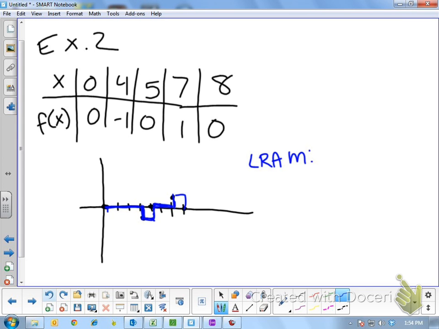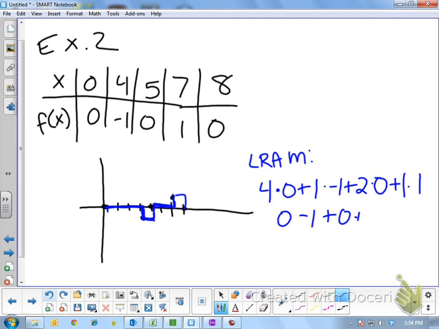4 times the height. The height is 0. Plus, then we go to the next one. What's the width of my next rectangle? 1. What's the height? -1. This time we're going down. Plus, what's my next width? 2 times 0. Plus, what's my next width? 1 times a height of 1. So we would simplify this down. We get 0 minus 1 plus 0 plus 1, and an overall net change is 0.